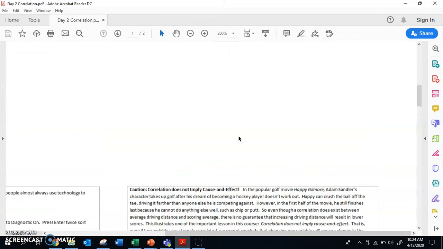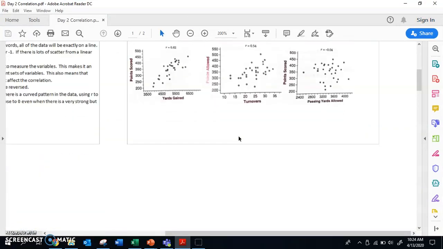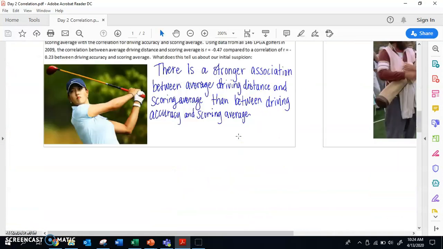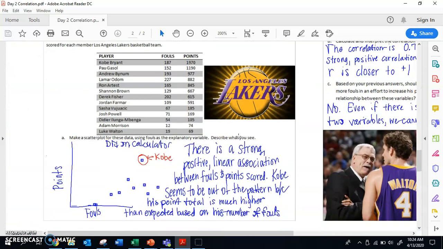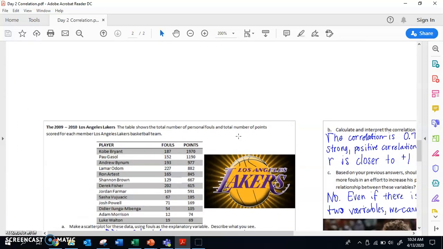So, let's just go through the notes here. I've got the 2009, 2010 LA Lakers. The table shows the total number of personal fouls and total number of points scored for each member of the LA Lakers basketball team. And so I've got a table here showing each of the players, the number of fouls they made, and the number of points they scored.